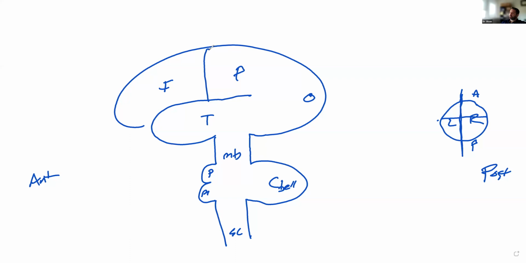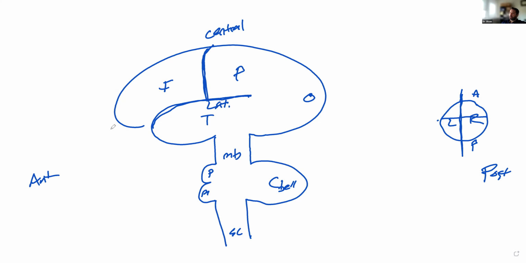So this sulcus right here we refer to as the central sulcus. Okay, then we have another sulcus here that's going to divide the temporal lobe from the rest of the cerebrum, the other lobes here, and this is going to be referenced as the lateral sulcus. Okay, so the lateral sulcus and the central sulcus are helping to divide these lobes.